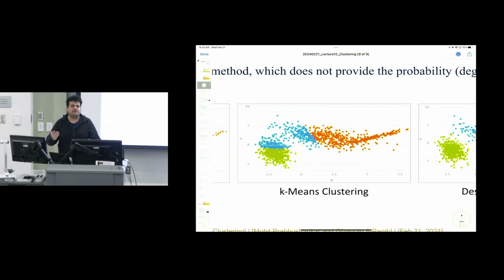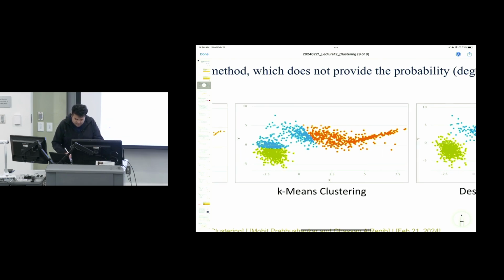If you're told that you need to have 3 clusters, maybe there's one centroid somewhere here, another centroid somewhere here, another centroid somewhere here, and all these centroids are giving you, from a Euclidean distance point of view, a nice set of clusters. This is what you want from your clustering algorithm.